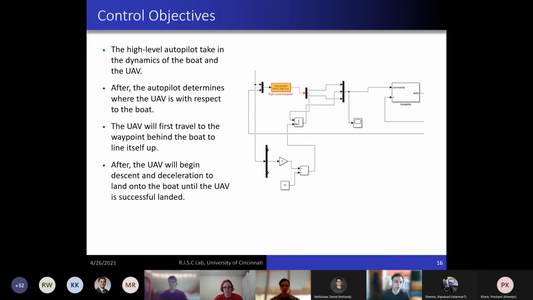The high-level autopilot takes in the dynamics of the boat and the UAV, as I said in the previous slide. It then uses math that we created in our equations to determine the distance between the boat and the UAV. This is how we auto-update our command values: the velocity, the requested height, and the requested course. It first travels to a waypoint that we set about 100 meters behind the boat, and then it makes a turn so that it has time to level out with the ship, and then begins its descent and deceleration in a stepping manner until it hits the rear of the ship.